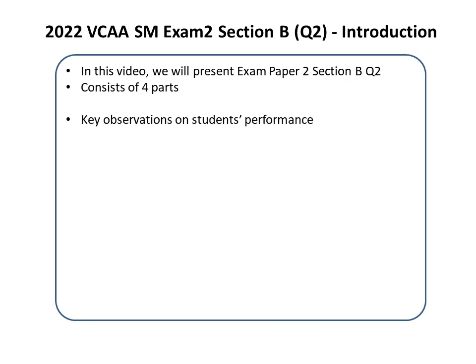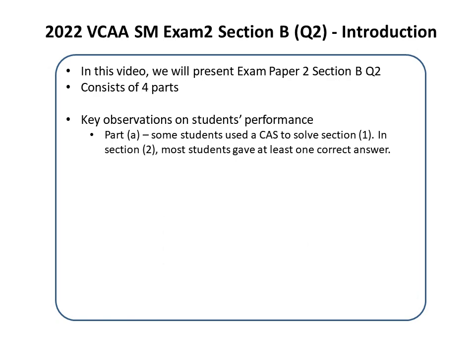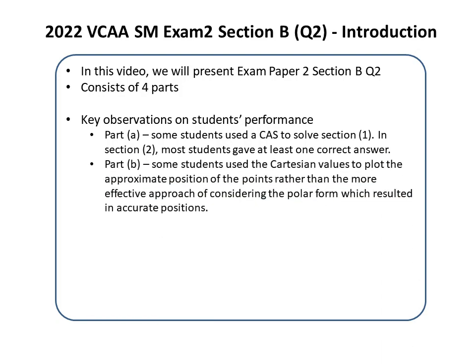In a "show that" question, students are required to clearly and logically show the steps that lead to the given result. In part A, section 1, some students use the CAS to solve the given equation and then substitute back their answers. In part A, section 2, most students give at least one correct answer. In part B, some students use the Cartesian values to plot the approximate position of the points rather than the more effective approach of considering the polar form, which resulted in accurate positions.